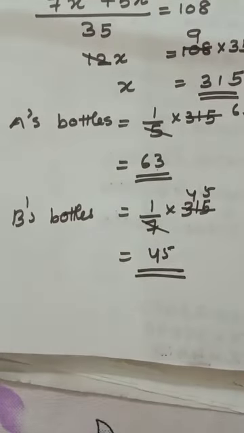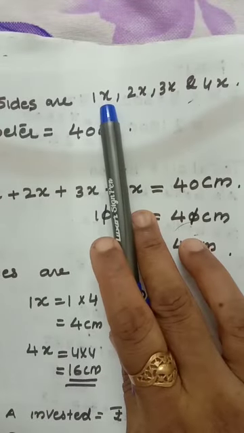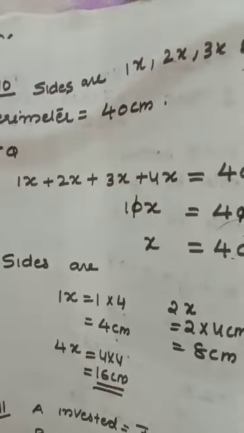Question number 10. Sides of the quadrilateral. Quadrilateral means 4-sided figure. The ratio is 1, 2, 3, 4. That means 1x, 2x, 3x and 4x. And its perimeter, perimeter means the sum of all sides. Perimeter is given as 40. That means when you add these 4 sides, you get 40 as the answer. Then you will get x equal to 4 centimeters. Put in the value of x and you will get each side length.